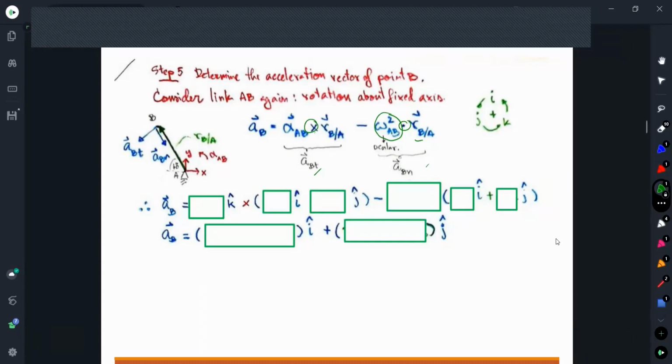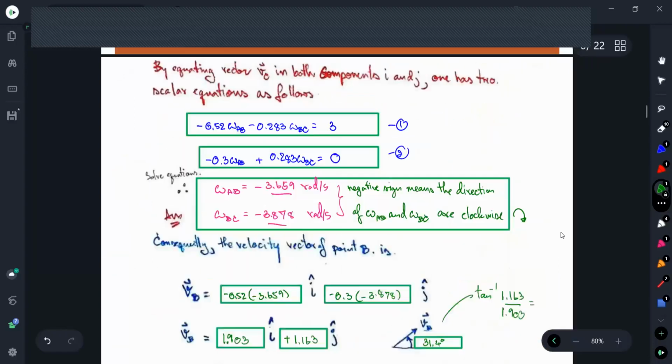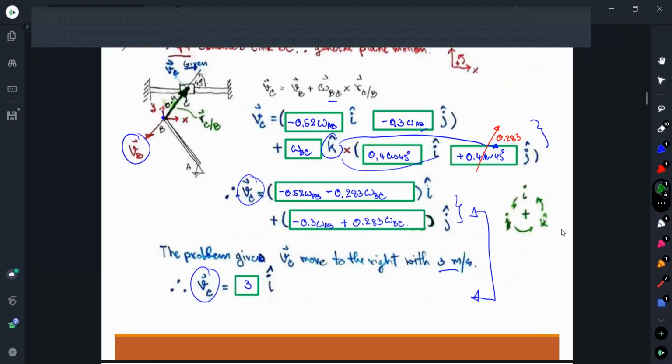R B sub A is the position vector of point B with respect to point A. According to this, we start by substituting each value into the formula. The first term, the alpha AB vector, is equal to alpha AB cross product with R B sub A, the position vector of point B with respect to point A. So we have to set up axes at point A first. For this case, we already found the arm OA, which we actually already did here.